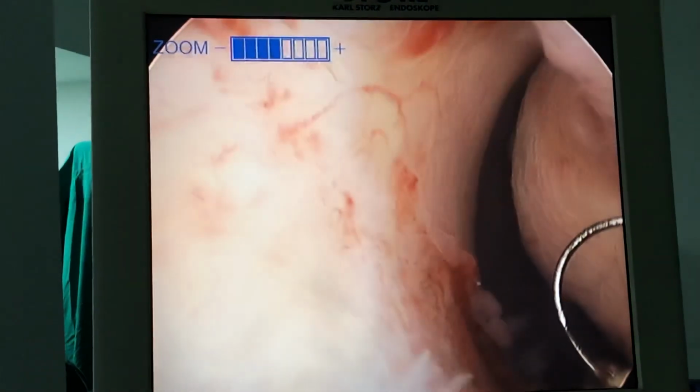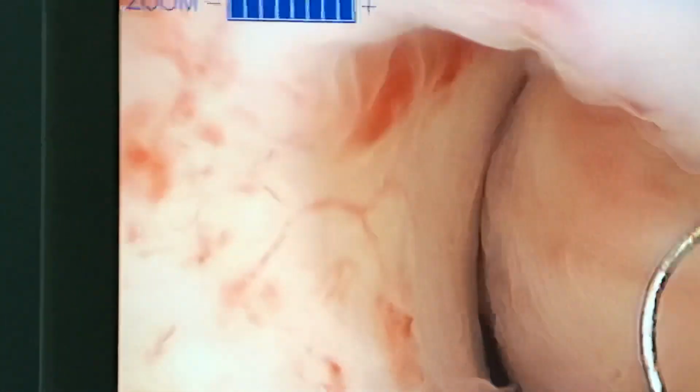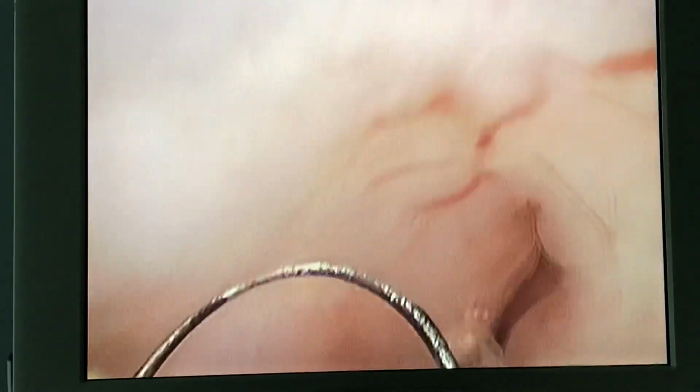Let me zoom in and impress you more. So this is the wall of the uterus. This is the pedicle of the polyp, okay? The location is very challenging. This is exactly the attachment. It is the isthmus. It's an isthmic polyp. All right, and let me go in and show you.